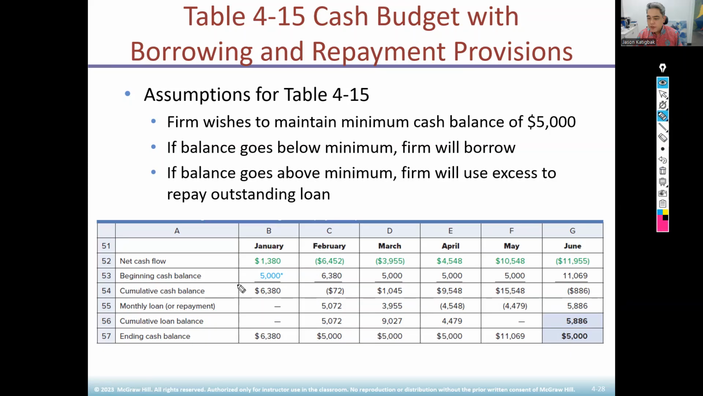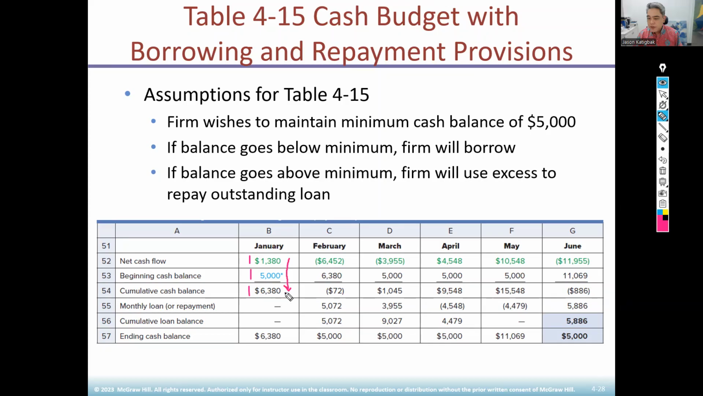Okay, I'm going to change colors here. So we have a problem on certain months. We flagged it that there are certain months that you actually have a negative balance, right? So what's the cumulative balance? Here's your net cash flow. You have a beginning of 5,000 of cash. So you have a cumulative balance of 6,380. You just basically add across.